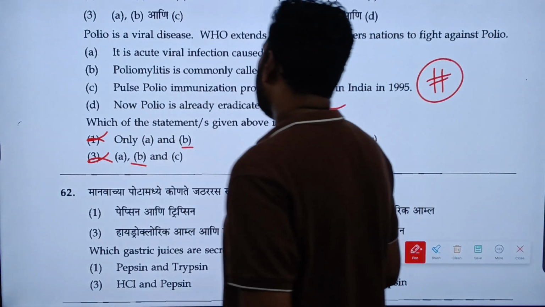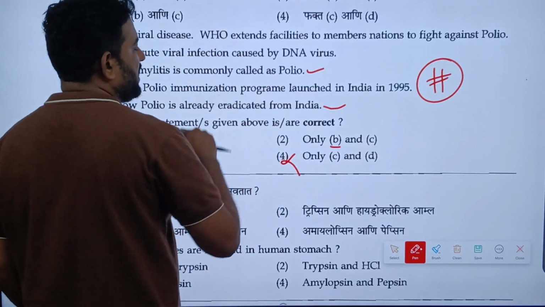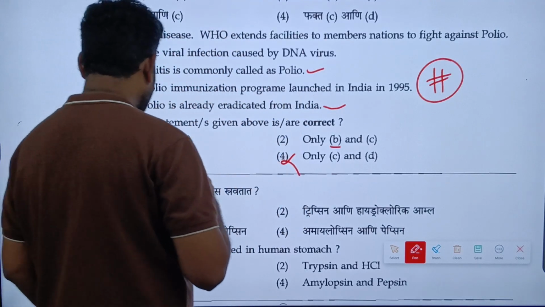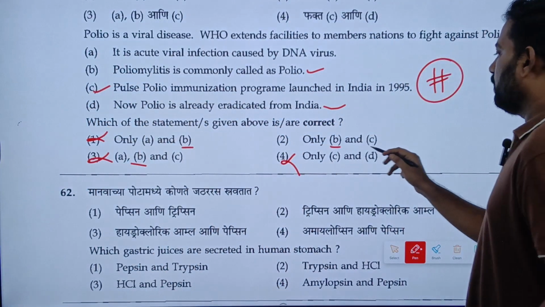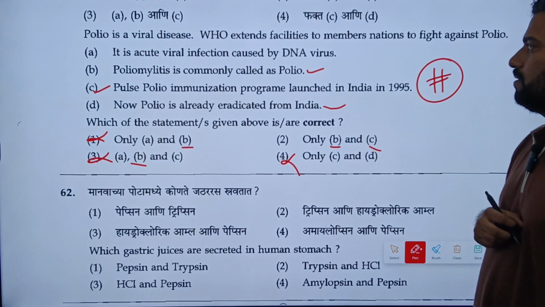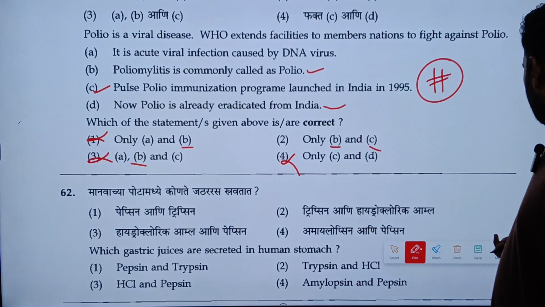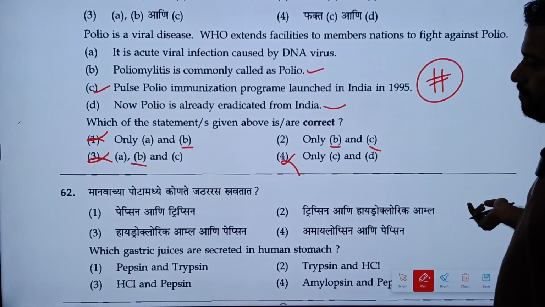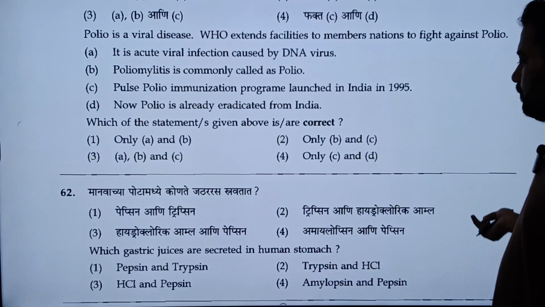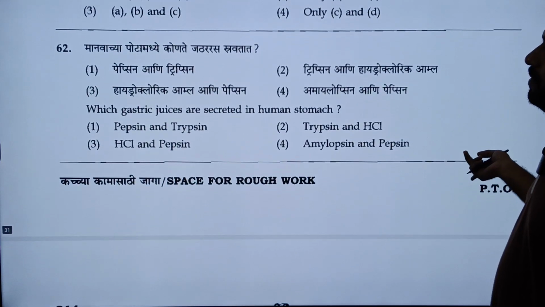Most of the students say that the launch in 1995 is also right. So the option is B, C, D. Here only B and C, not D, is involved. So this question is cancelled by the commission. Next one is again from biology.